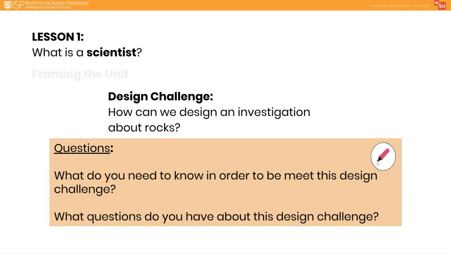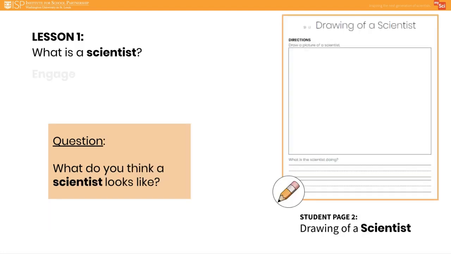Start by framing the unit for the students. Introduce them to the design challenge, and then ask them questions to get them thinking about how they can achieve this design challenge. In the engage portion of this lesson, you're going to ask students what they think a scientist looks like. They're going to draw a picture of a scientist, and they're going to review this drawing throughout the unit to see if their opinion of what a scientist looks like changes.